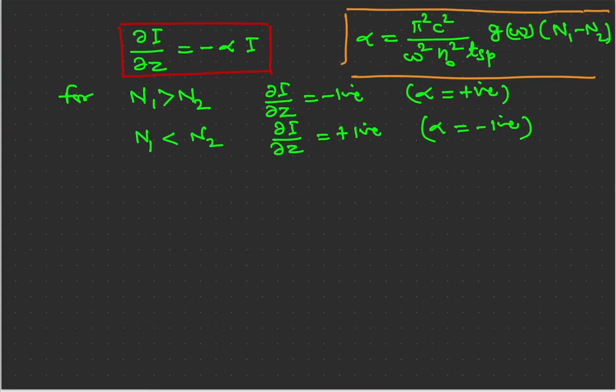Thus we see that ∂I/∂z is equal to minus αI, where α is the amplification factor. α is equal to π²c² by ω² n0² T_sp into g(ω)(n1 − n2). For n1 greater than n2, ∂I/∂z is negative as α is positive. So in this case, the beam is getting attenuated with the propagation along the z direction. But in the case of n1 less than n2, ∂I/∂z is positive, and because α is negative, the beam of light is getting amplified, and this condition is known as population inversion. So this is the condition of population inversion, and in this case, the beam is amplified.